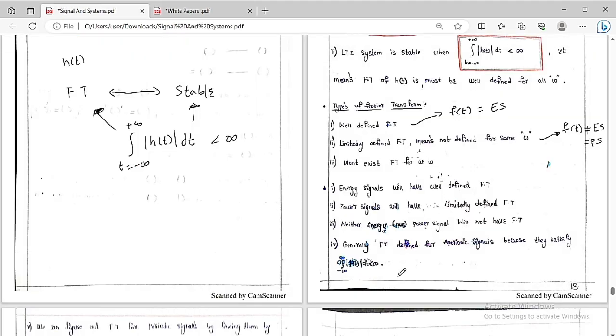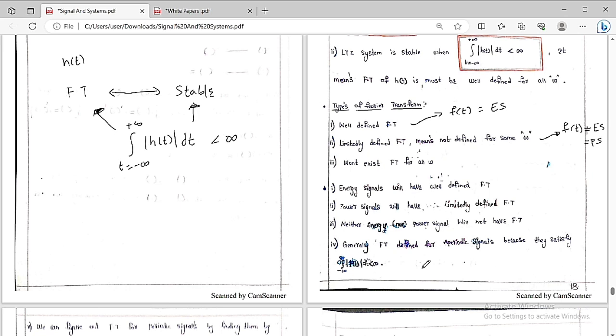Now the next thing is, generally the Fourier transform is defined for signals that satisfy the condition: the integral from minus infinity to plus infinity of mod of f of t dt is less than infinity. I have already told you, if a given signal is absolutely integrable, we can say it is also an energy signal, and then the Fourier transform is a well-defined Fourier transform. This point you always have to keep in mind.